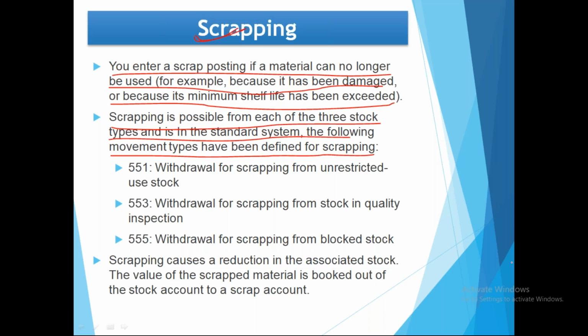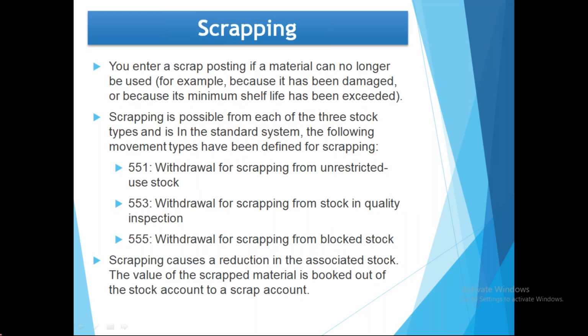You can do it from unrestricted use stock, you can do it from quality inspection stock, or you can do it from blocked stock also. So these are the movement types. 551 movement type is from unrestricted use stock. 553 movement type is from quality inspection stock, and 555 is withdrawal for scrapping from blocked stock. So scrapping causes a reduction in the associated stock. So when you do the scrap, stock will get reduced. Stock will get written off from the system.